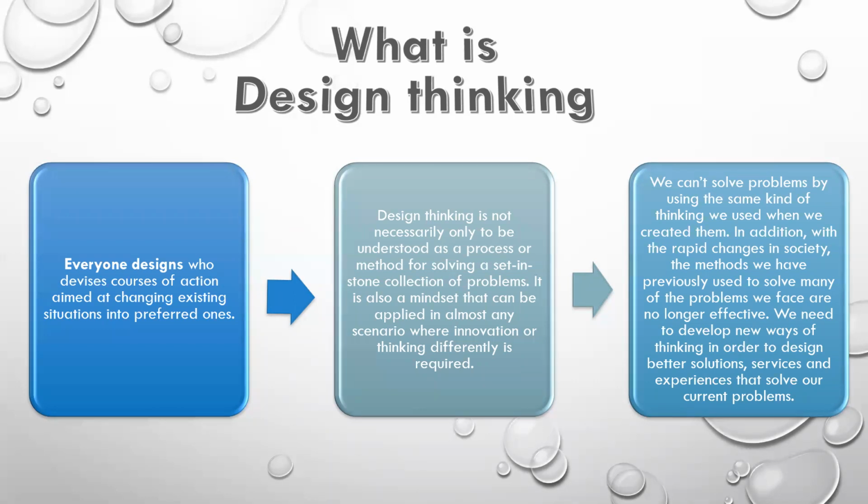We cannot solve problems by using the same kind of thinking we used when we created them. In addition, with the rapid change in society, the methods we have previously used to solve many of the problems we face are no longer effective. This point tells you how the world is changing, the one in which we live right now compared to the world in earlier stages. If we take COVID itself as an example, the world is now different from the past 2 years. We have seen how many things have changed. So obviously, if we are facing some problem now, in 2019 maybe we had a solution, but now that solution may not work because we have one more thing to consider: keeping social distance.